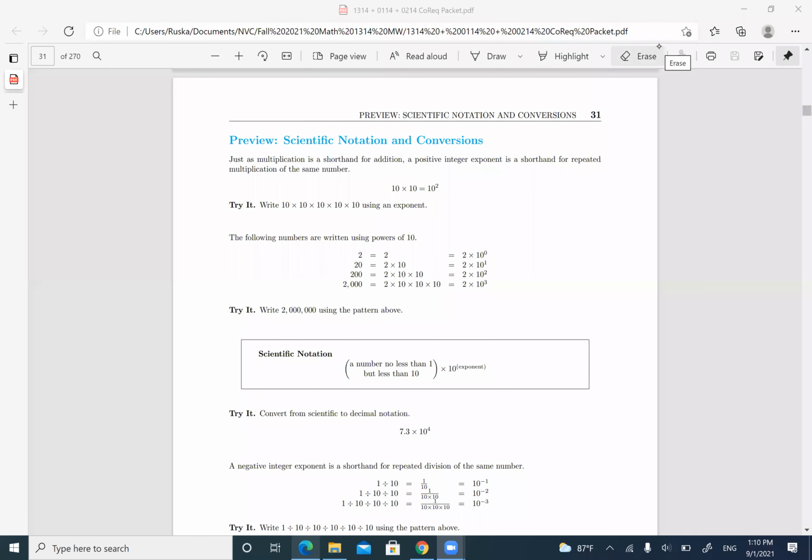Okay, so today we're gonna go over scientific notation and conversions, and we're gonna do as much as possible. So I'm gonna start with page 31. Okay, so now here we talk about the power of 10. So if you have 10 times 10 times 10 times, well, how many times is this? 5 times. We're gonna use exponential.